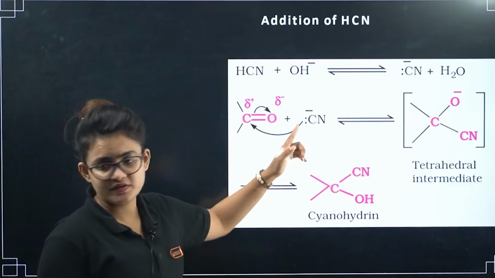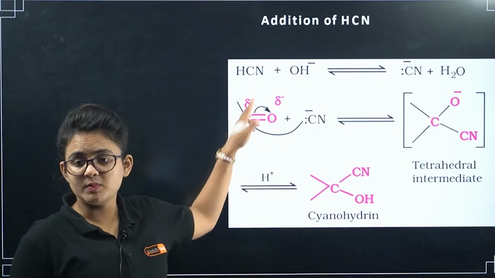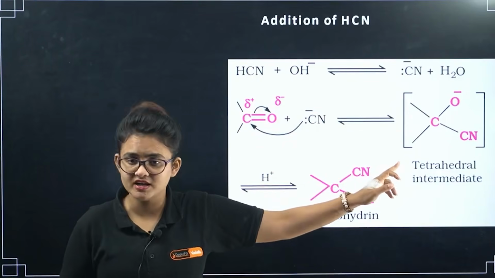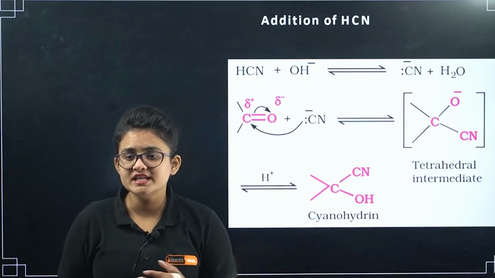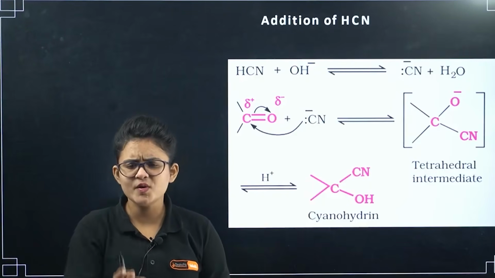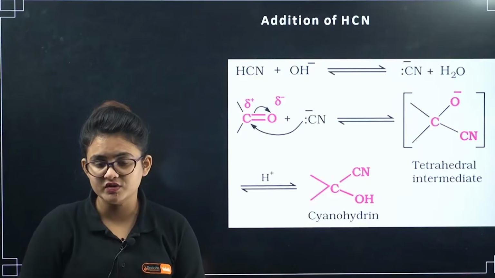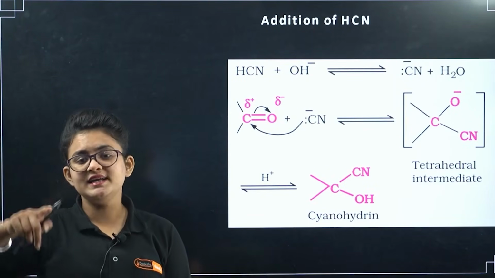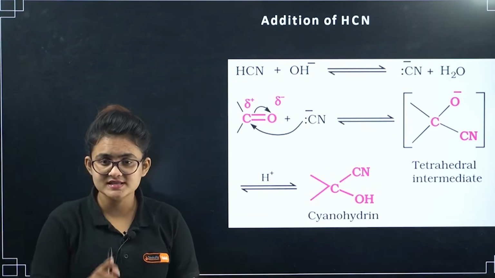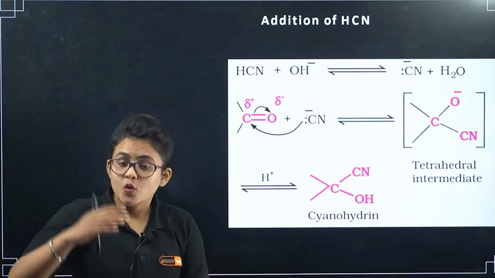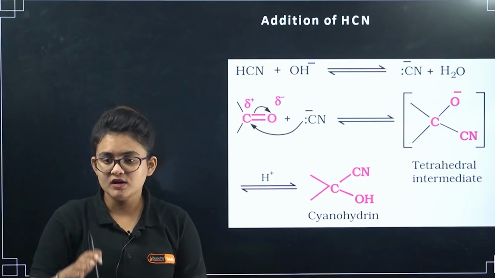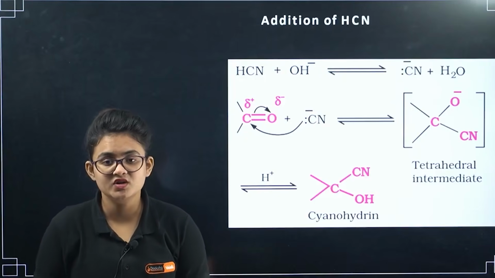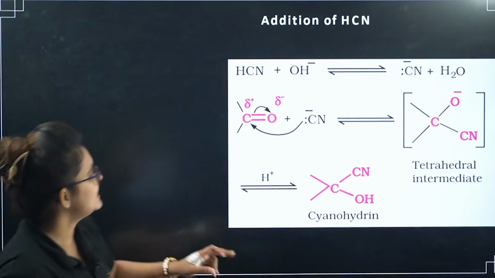So first step is definitely the slow one, because from the planar it is getting converted to a tetrahedral intermediate. Now this tetrahedral intermediate will take up one H plus and it will form a very important compound, that is a cyanohydrin. That particular moiety is called cyanohydrin, where one single carbon is attached with one CN and OH, same carbon with CN and OH. This is called cyanohydrin. I guess it's clear.